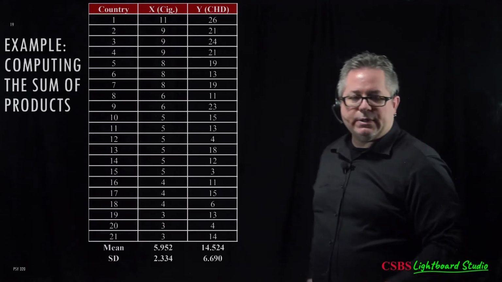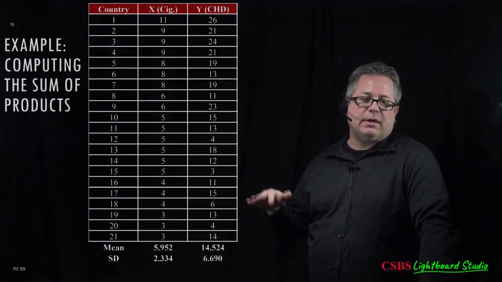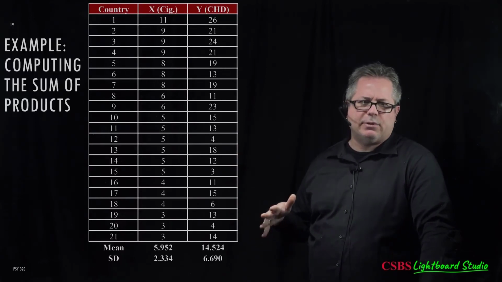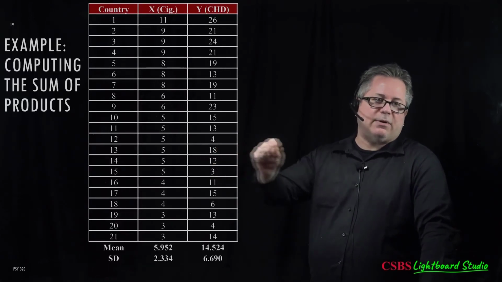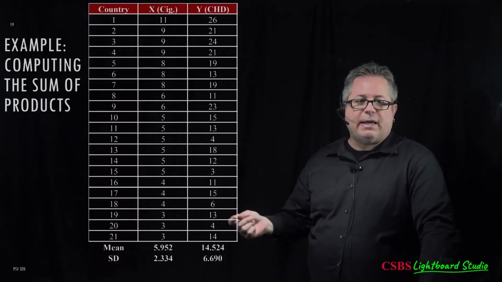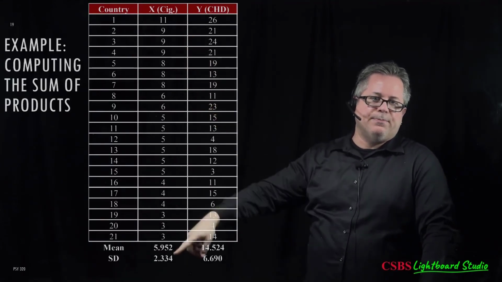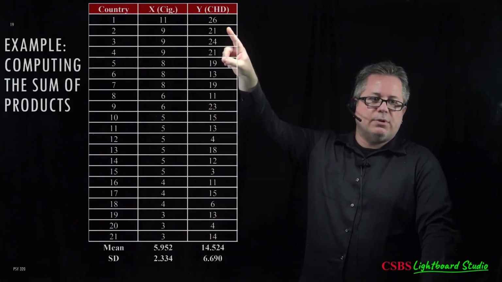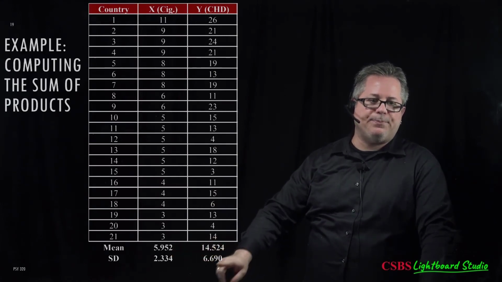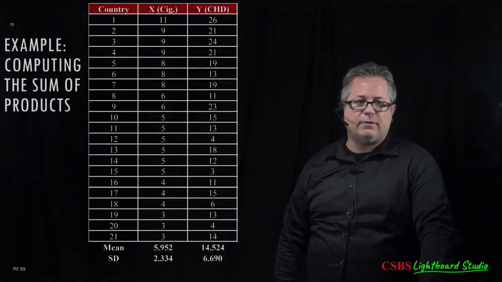So to do this, there's lots of different ways of doing this. I just did it this way in a table because I figured it would be a little bit neater than trying to write it out in a linear fashion. Here I have given you all the individual X scores, all the individual Y scores, and down here are the means and standard deviations for x and y. All of that is given to you.